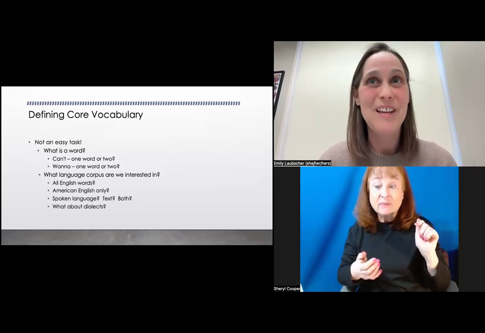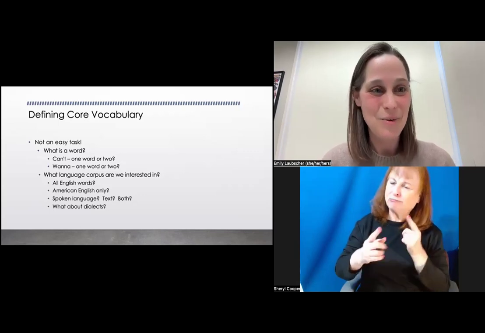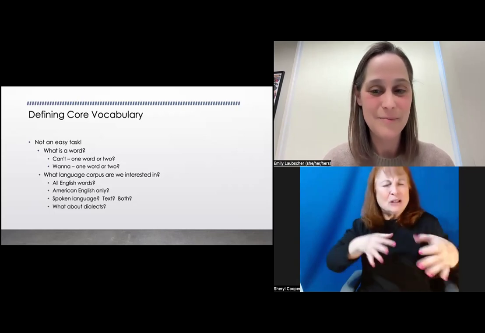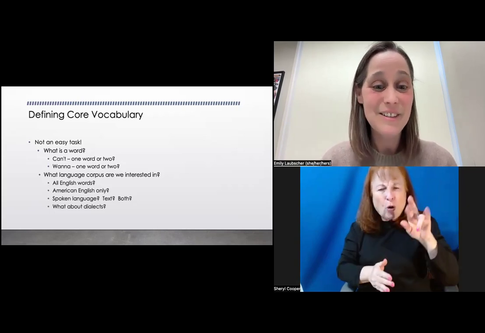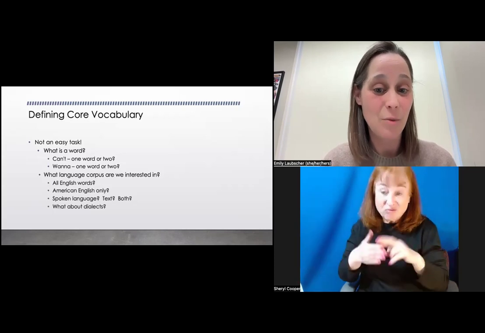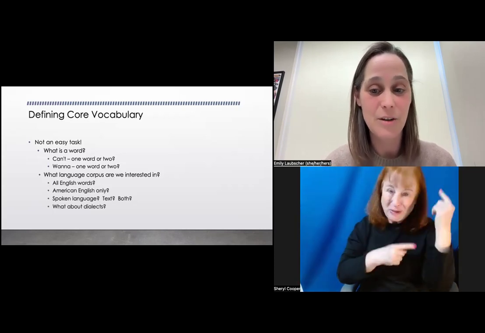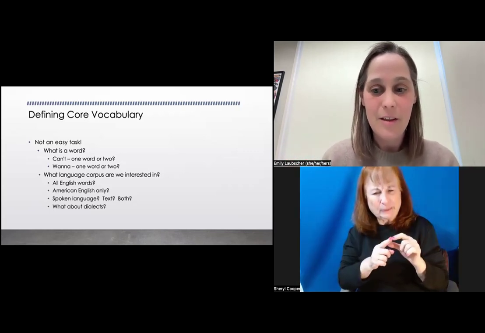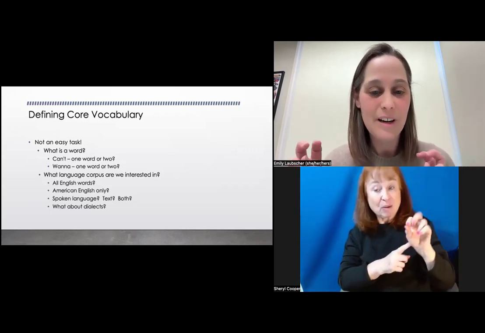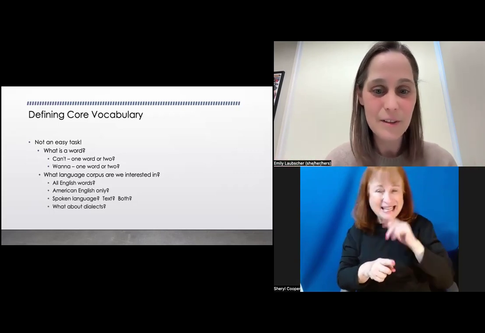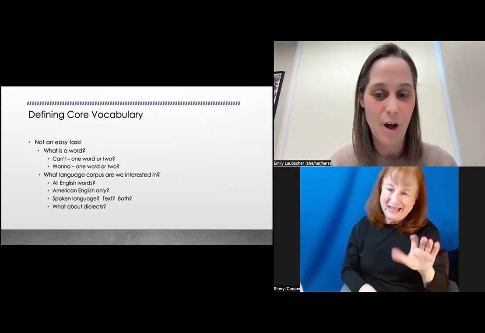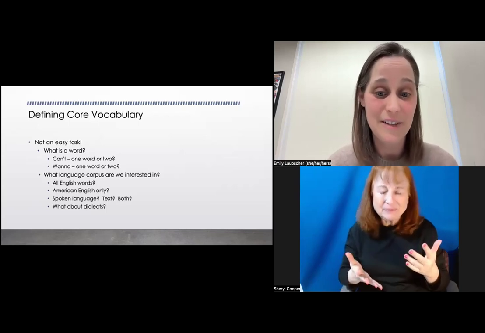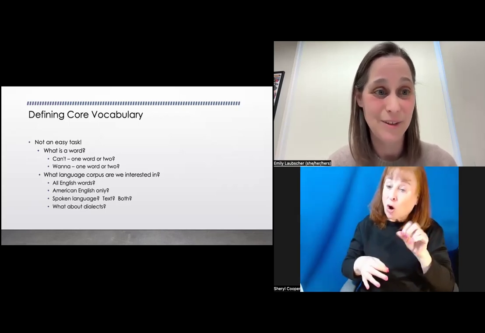This was the first thing that I set out to do when I began this work, was to just define core vocabulary. And as it turns out, there are actually a lot of ways to think about that question of what makes a word a core word. The concept of a core vocabulary is actually not unique to the field of AAC. Other professions have thought about what a core vocabulary might look like. And it turns out that defining a set of core words is quite difficult to do.